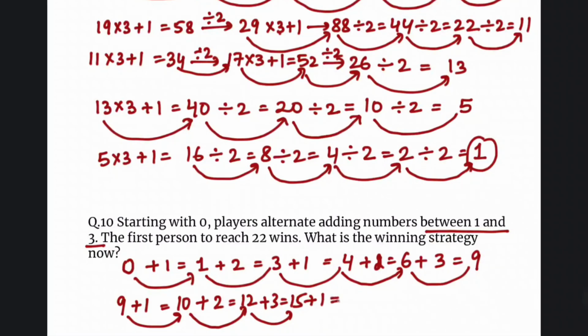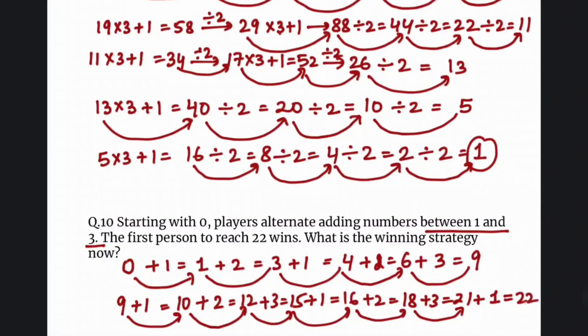Now 15 plus 1 is equal to 16. 16 plus 2 is equal to 18. 18 plus 3 is equal to 21. And 21 plus 1 is equal to 22. Means the first person who starts will win this match. So this is the winning strategy.